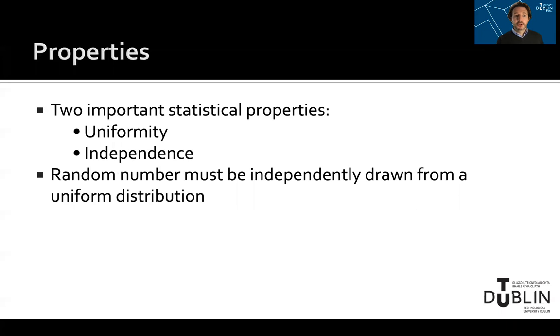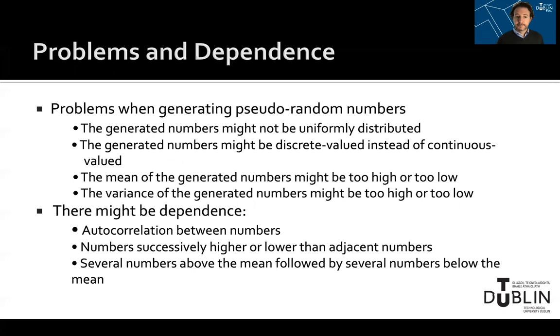So the two properties you need are uniformity and independence. That if we're generating numbers between 0 and 10, we generate all the numbers between 0 and 10 equally. Random numbers must be independent. So if there was a 2, you can't predict the next one if you don't know the algorithm. If you know the algorithm, everything is predictable.